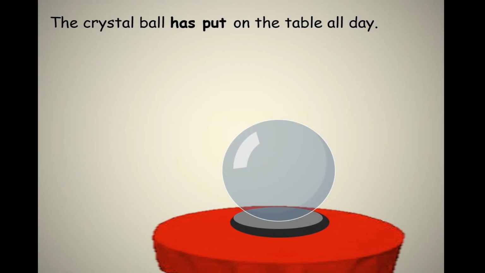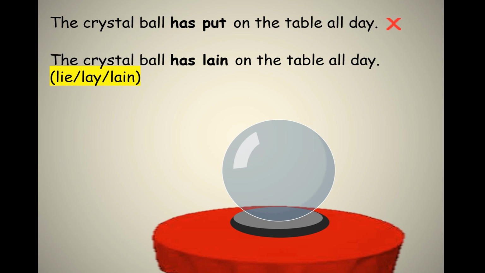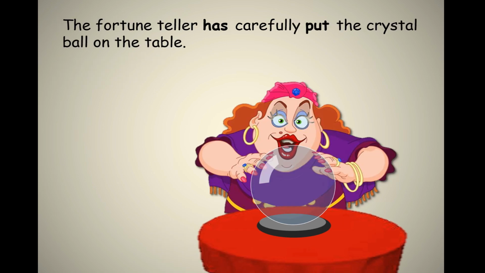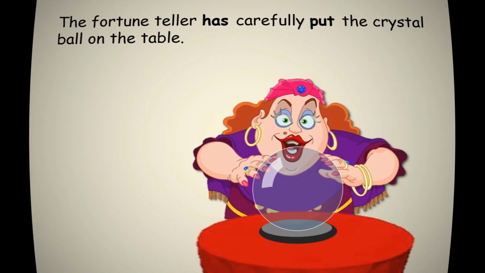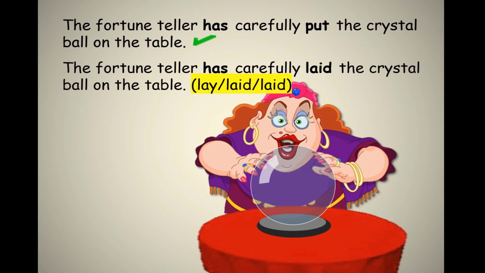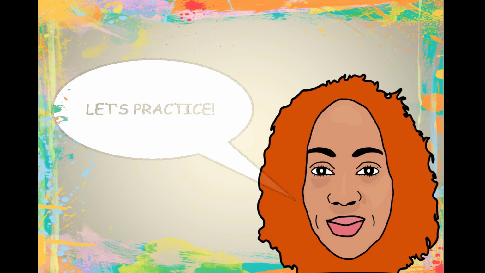The crystal ball has put on the table all day. Does this sentence make sense? It doesn't. Therefore, the answer had to have been lie, lay, lain. The crystal ball has lain on the table all day. How about this sentence? The fortune teller has carefully put the crystal ball on the table. Does this sentence make sense? It certainly does. The fortune teller has carefully laid the crystal ball on the table. Lay, laid, laid.